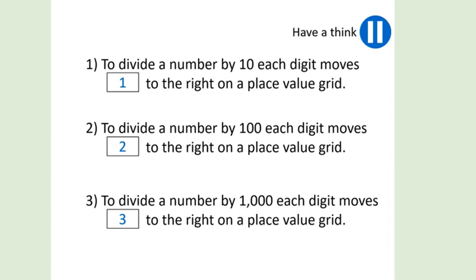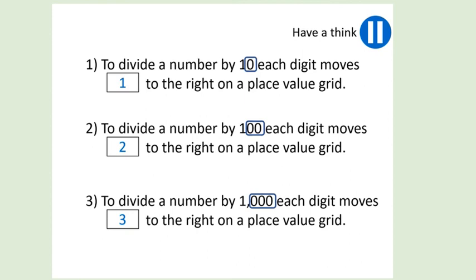The way I remember this is when I am dividing by 10, the number 10 has 1 zero, so I know that it must move one place to the right. And if it's moving to the right, my number is getting smaller, because my number is going to be 10 times smaller. For dividing by 100, there are 2 zeros in the number 100, so I know that my numbers must move 2 places to the right.